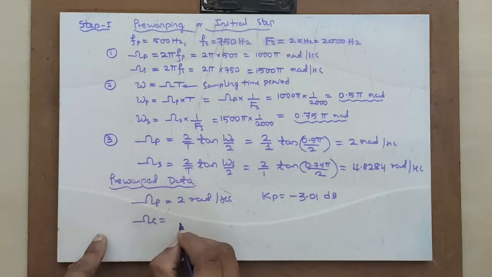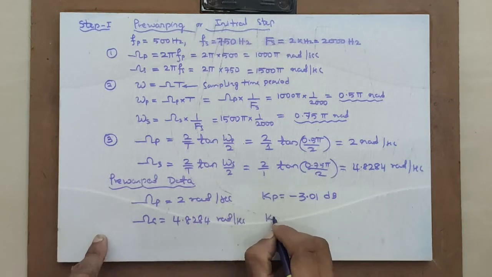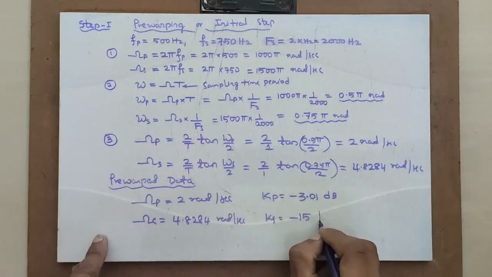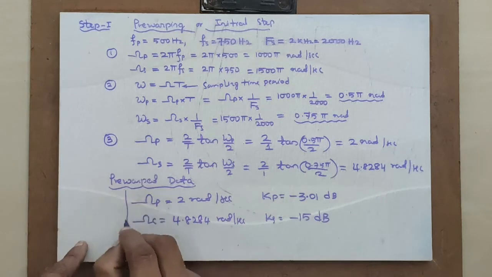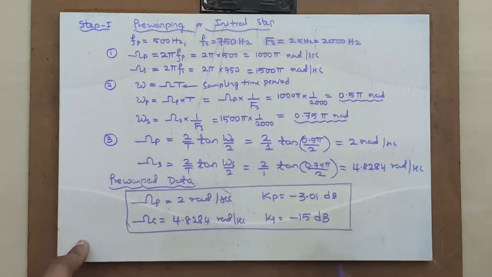Omega s is given as 4.8284 radians per second. Ks is equal to minus 15 decibels. At the end of the first step I got all the data. Now what are the changes?